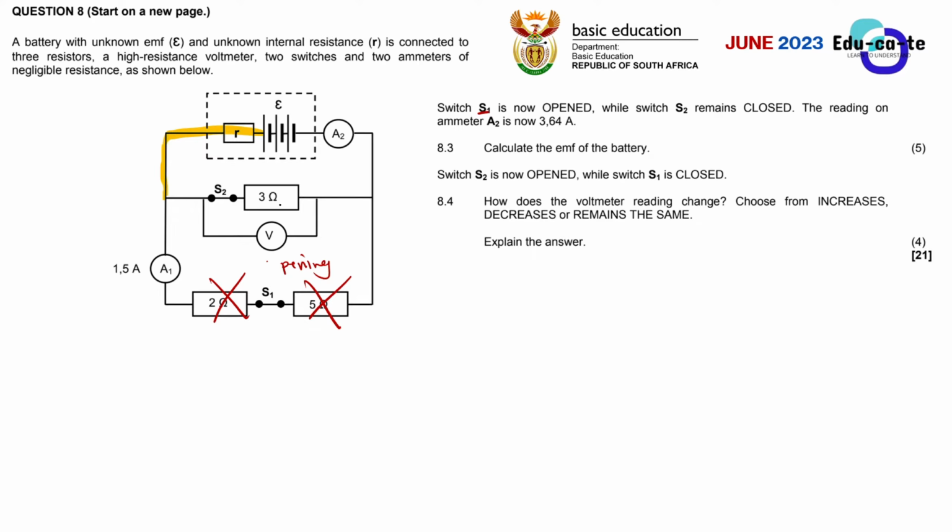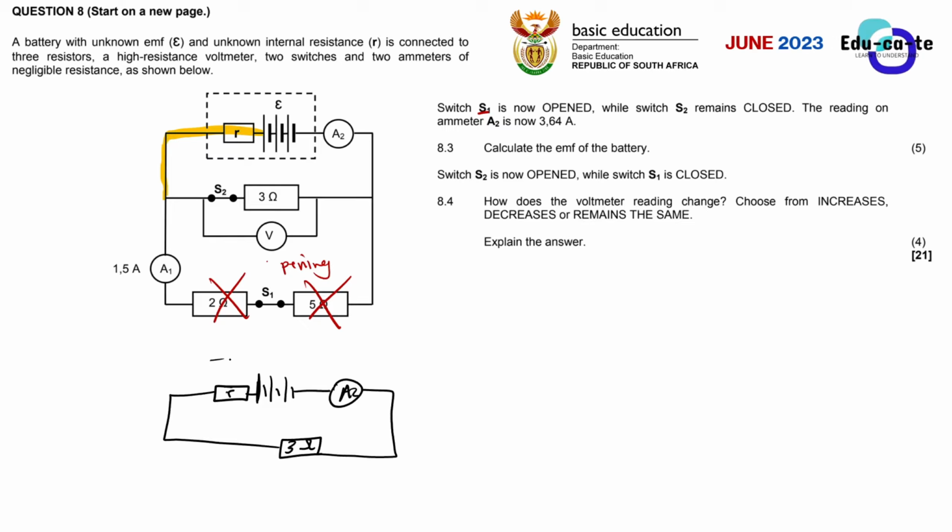So basically here, we can just make our circuit simplified and say this is my internal resistor, and then this is my battery, this is my emitter A2, and then the only resistor that I will be now having is 3 ohms. Okay, that is the only resistor that I'll be having. So this is my complete circuit, by the way. So the moment I open switch S1, there's no need to actually draw the 2 ohms and the 5 ohms because there is no current passing through them. In fact, they are just out of this circuit.